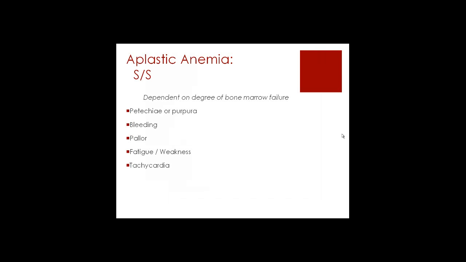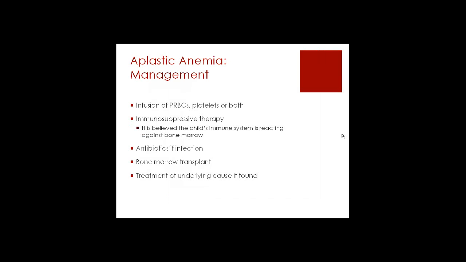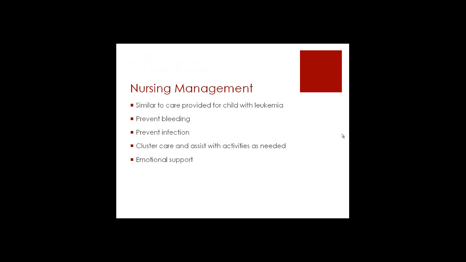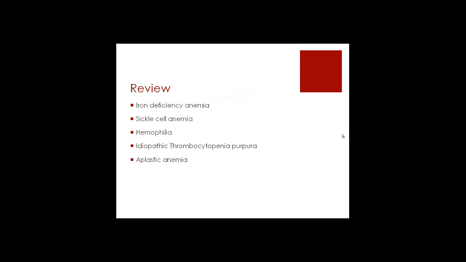So some signs and symptoms, really, they're dependent on the degree of bone marrow failure. You'll see petechiae or purpura, bleeding, pallor, fatigue, weakness, and tachycardia. Just like I said before, similar to the care of a child with leukemia.